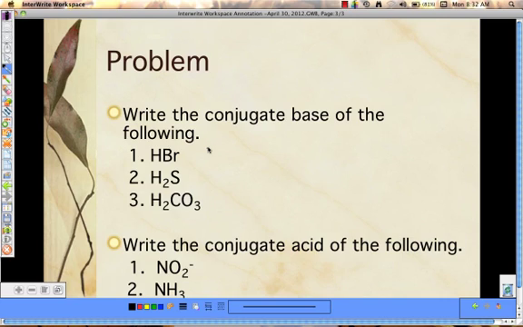All you've got to do is take off the proton. So we would just have Br. And what charge would it have? Negative, because hydrogens are +1. So if you're taking away a +1, you're now 1 more negative. How about H2S? What would be our form? Take off 1 proton, and you have a -1 again. H2CO3.